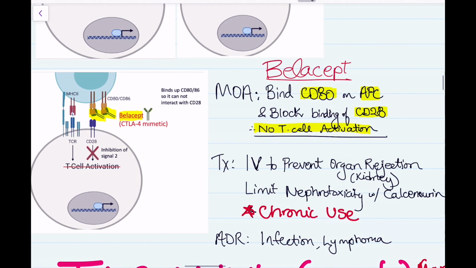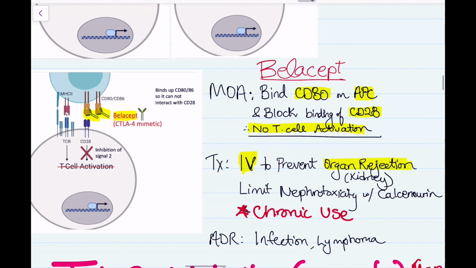So the treatment is that it's given IV to prevent mostly organ rejection, kidney. You can limit the nephrotoxicity seen with calcineurin inhibitors, and once again, this is more for chronic use.